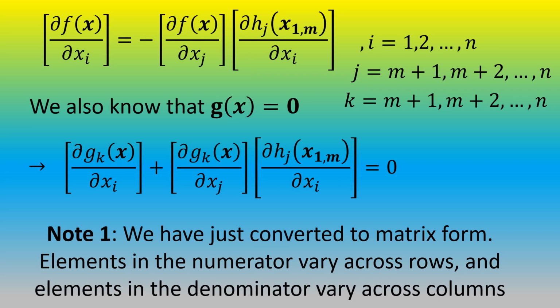Alright, so essentially we have changed this from indexing to a matrix form. So elements in the numerator will vary across the rows, and elements in the denominator will vary across columns. So yeah.